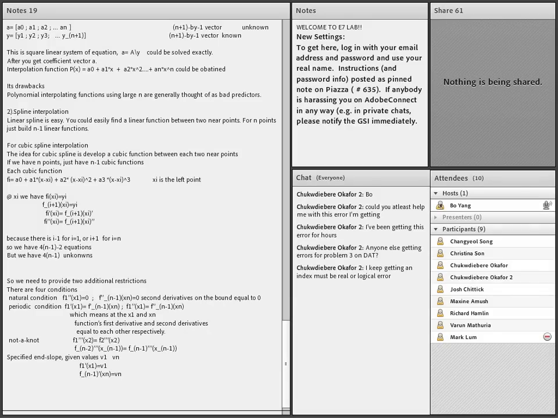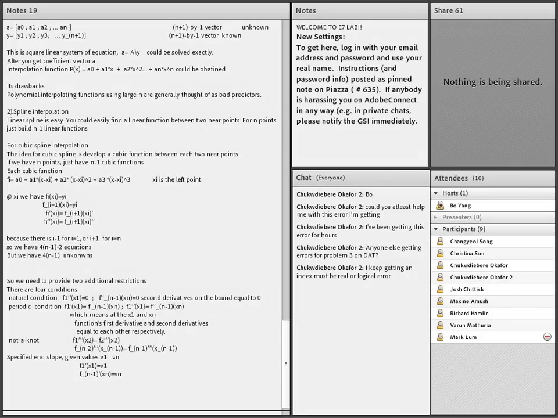Periodic condition is we want the left end equal to the right end. It means one end x equals x1 and the other end x equals xn. We let the first derivative and the second derivative equal each other. I mean, f1 prime equals fn minus 1 prime, f1 double prime equals fn minus 1 double prime. So in this case, we also have two more equations.